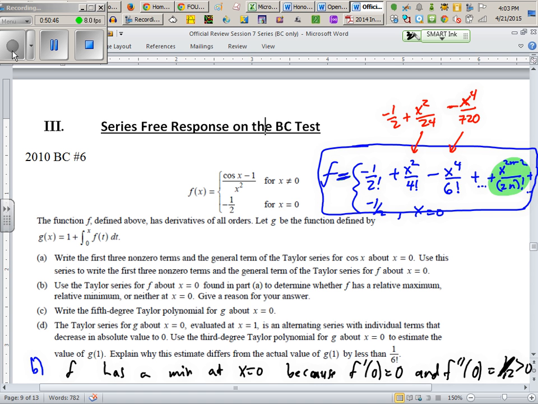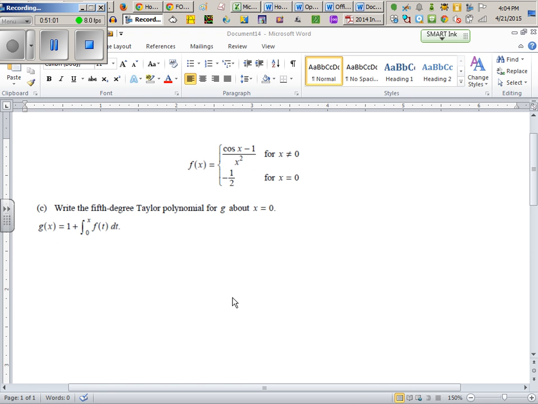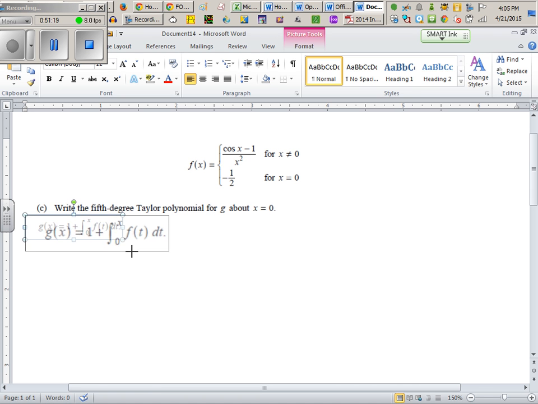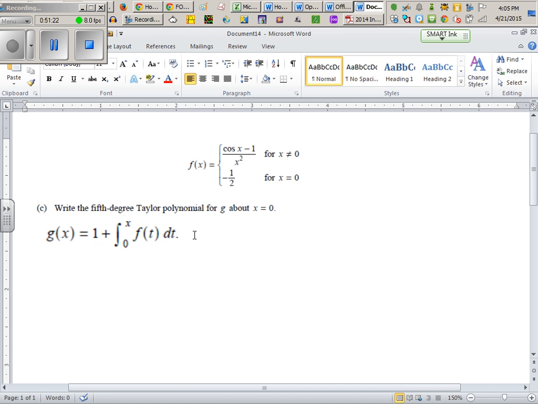Okay, write the fifth degree Taylor polynomial for g about x equals 0. So we're supposed to find the fifth degree Taylor polynomial for g, and this is at 0. Question: does degree mean that it's going to be x to the fifth, or that there's going to be 5 terms? It means it's going to have an x to the fifth. That's exactly what it means. That may happen on the fifth derivative, or it might happen sooner, or it could actually happen later in some cases. But let's take a look.